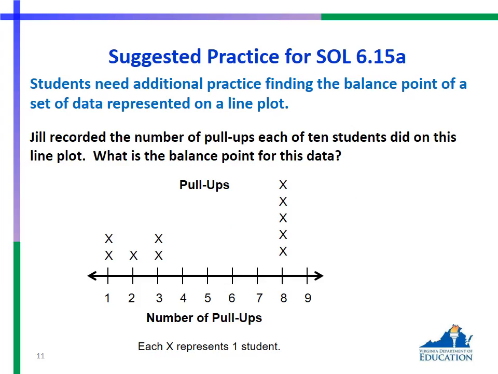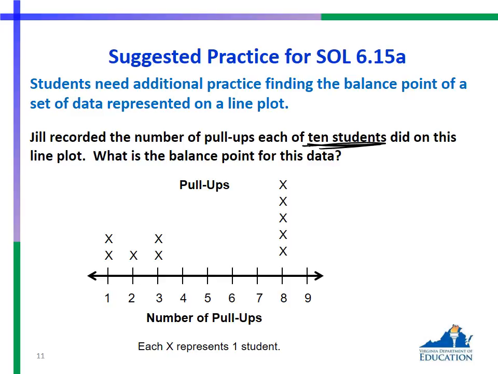So Jill recorded the number of pull-ups each of the 10 students did on this line plot. What is the balance point for this data? Here we already know that there should be 10 X's represented on the line plot. So let's go ahead and count them. 1, 2, 3, 4, 5, 6, 7, 8, 9. Nice. We have 10 X's represented because I just counted all the X's.